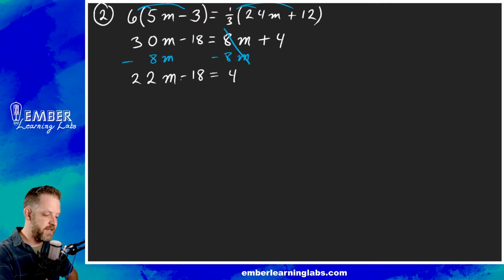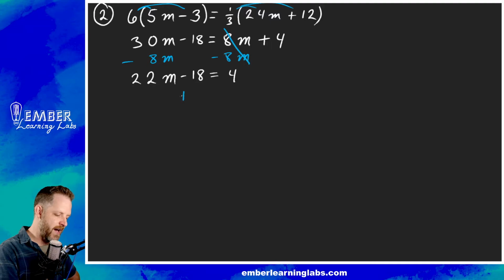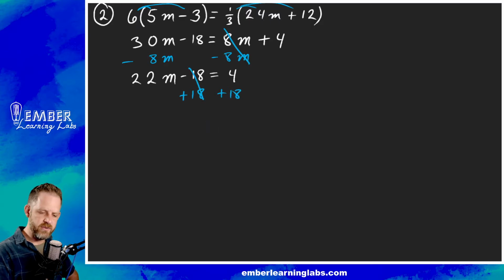Now, this 18 is subtracted from the m. So how do we get rid of it? Well, the opposite of subtraction is addition. So we are going to add 18 to both sides. Plus 18, plus 18. Those cancel, leaving us with 22m equals 4 plus 18 is 22.